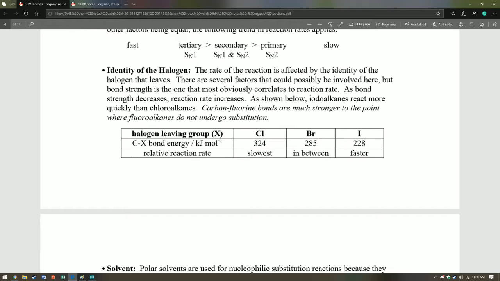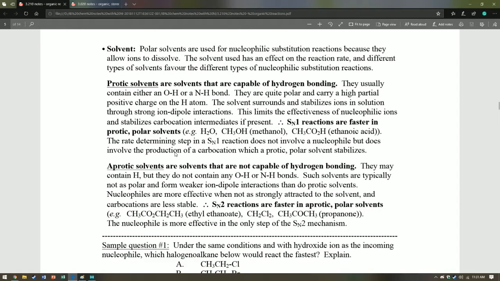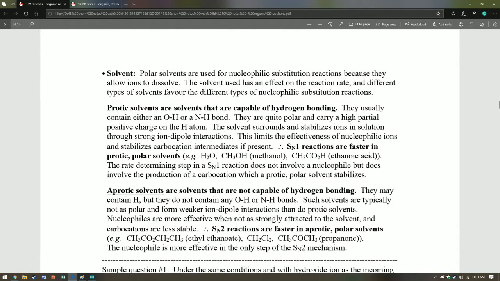the identity of the halogen, where basically the weaker the carbon-halogen bond, the faster it'll react. And this makes sense, right? Since the activation energy is lower, more particles will meet the activation energy, and therefore the reaction will be much faster. The exception to this is that carbon-fluorine bonds are so strong that they just don't undergo substitution. And then lastly, the type of solvent used does affect the rate of reaction.